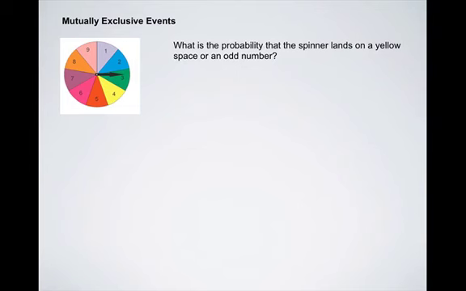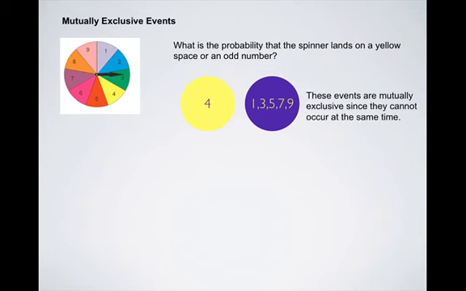So now we ask, what's the probability that a spinner lands on a yellow space or an odd number? Well, it could land on a 4, or it could land on 1, 3, 5, 7, or 9. Now these can't occur at the same time because it can't land on a yellow space and an odd number, because the yellow space contains a 4, which is even. So these events are mutually exclusive since they cannot occur at the same time.